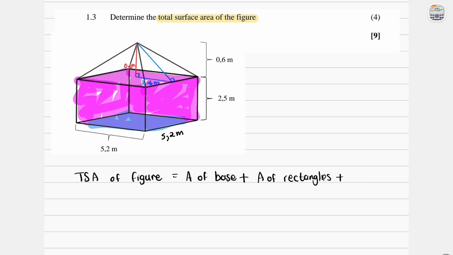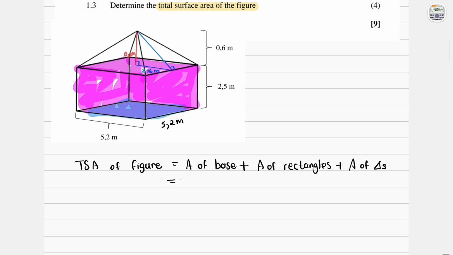And then for the pyramid, we need the area of all these triangles that we have. So the area of the triangles. Okay, so the area of the base, we'll put that in a bracket, that is just going to be this side times this side. The base is really a square. So you could just say 5.2 squared, 5.2 times 5.2 plus the area of the rectangles. Remember, there are exactly 4 rectangles, so that's 4 multiplied by side times side, which is 5.2 multiplied by 2.5. And then plus the area of the triangles.